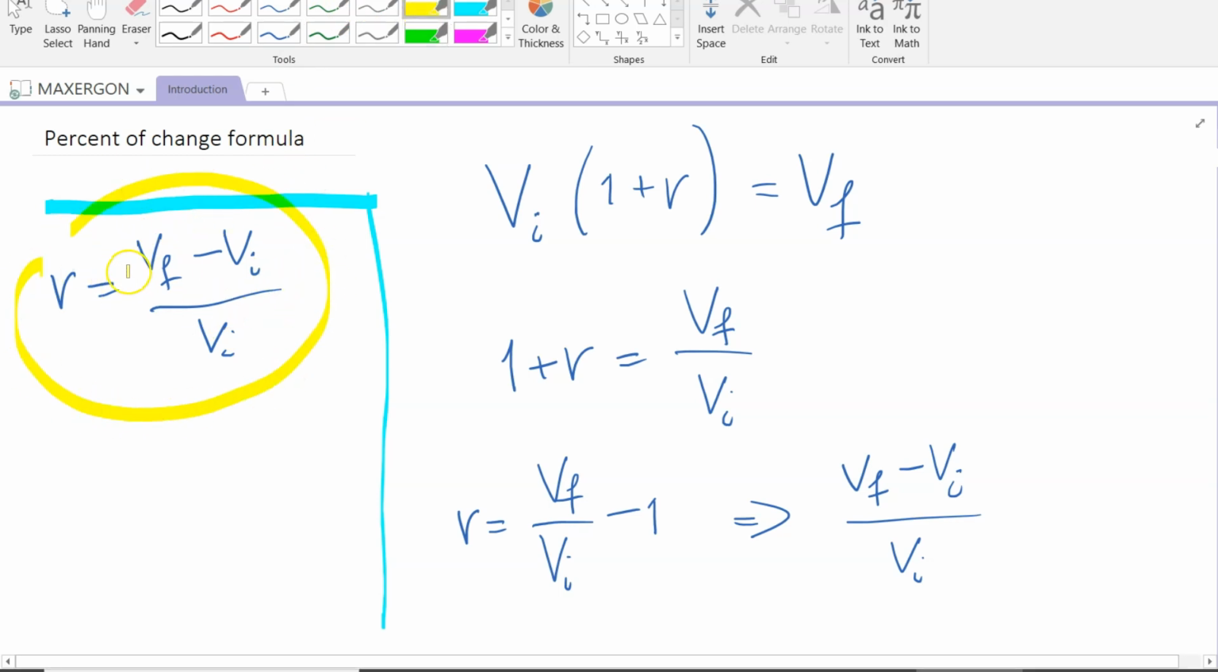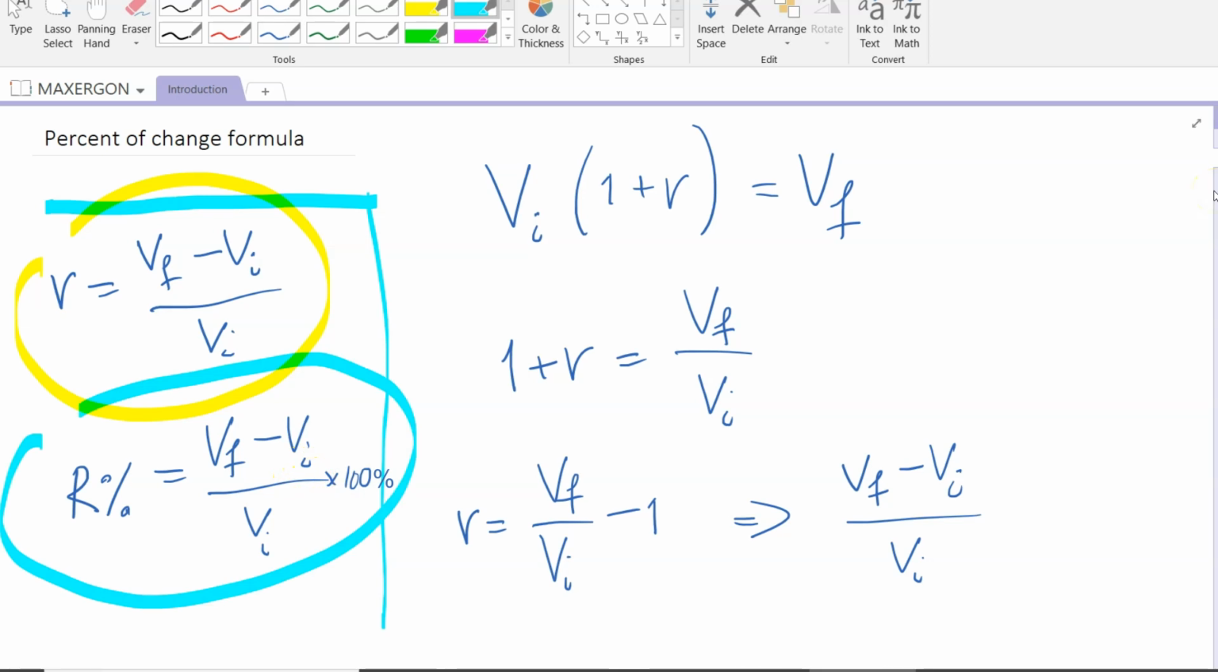Of course, the answer that this formula will give will be in terms of a rate per one. And if we want to state this formula in terms of percent increase, it will be R percent equals VF minus VI divided by VI times 100. That's because in order to convert rate per one into percent, we need to multiply by 100.